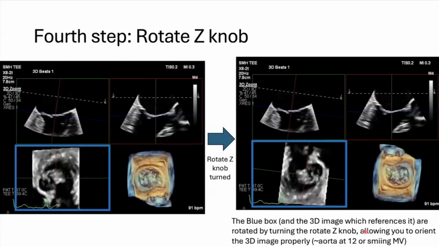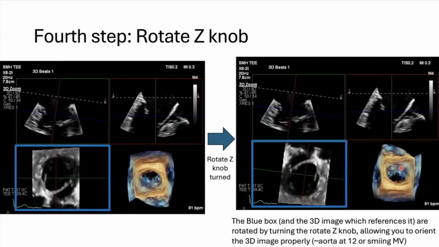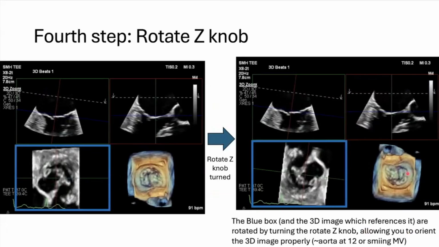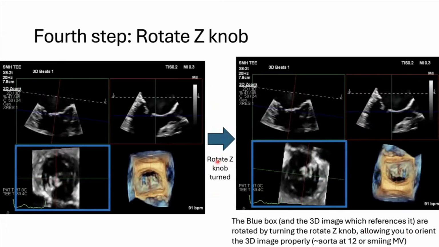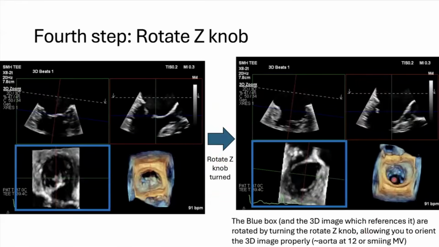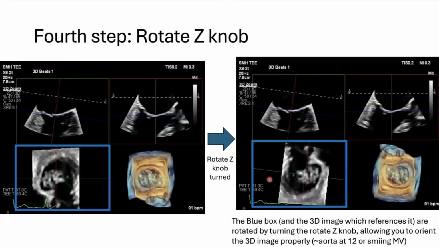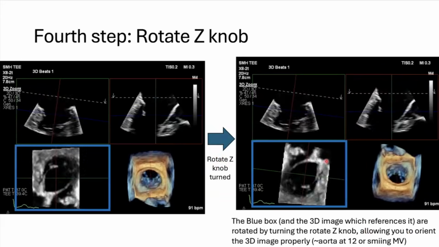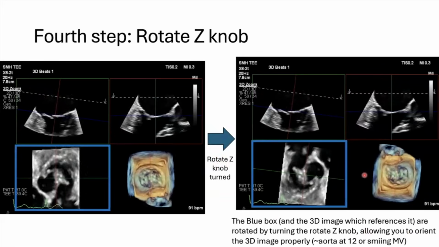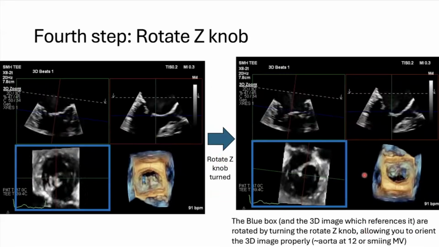The next thing we're going to do is orient our mitral valve as it was originally, with the aorta roughly at 12 o'clock, or the valve smiling. So you're going to use the rotate Z knob. And you'll notice that when you rotate Z, this will not only rotate the 3D image, but it will rotate the blue box image as well. So now they're lined up against each other. Our blue box is going to be oriented in the same plane as our 3D image, and this is what we want. This is the point of setting the reference.